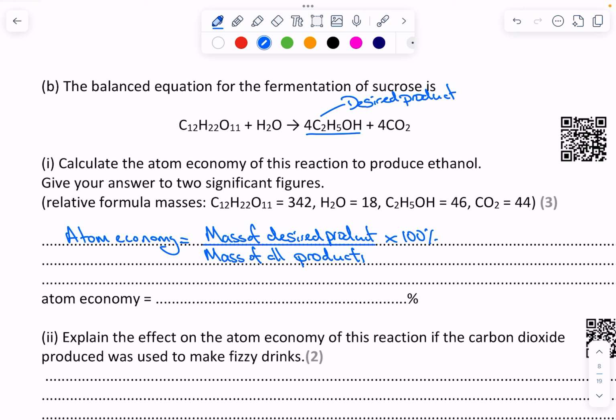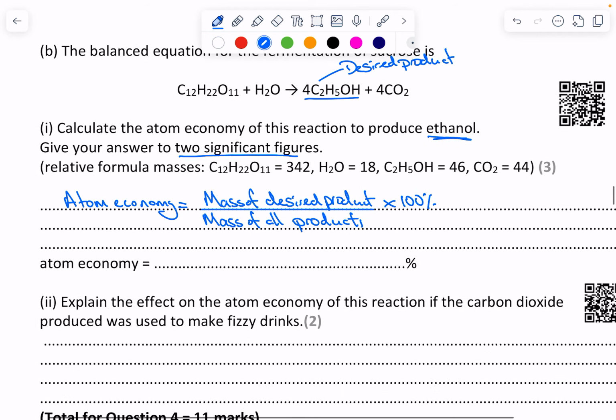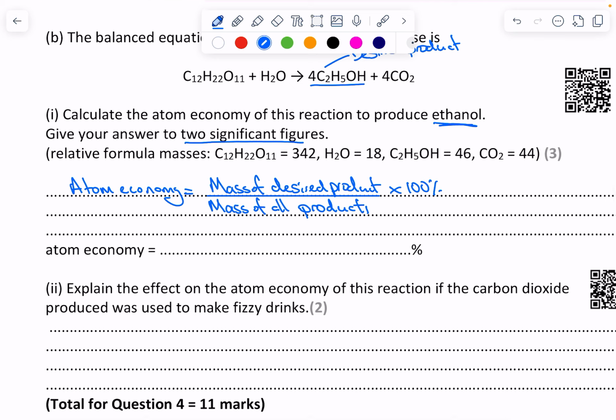Carrying on, the balanced equation is for the fermentation. Calculate the atom economy for ethanol. So ethanol is my desired product. And give your answer, now be careful here, give your answer to 2 significant figures, okay? So let's go and use the equation that I've got written down here for you. The atom economy is equal to the mass of the desired product, in this case the ethanol, divided by the mass of all products, okay? And then we multiply by 100.